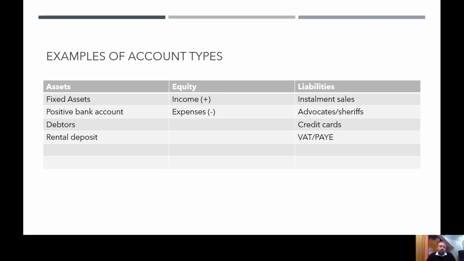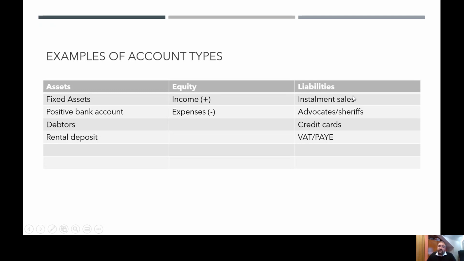And then we've got a rental deposit. It's very important to note the rental deposit. Why is a rental deposit an asset? Because in future my landlord will give the money back to me. Whereas with your normal rent expense, once you've used that, then it's done for the month. You're never going to get the money back.